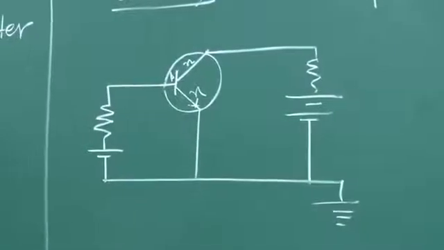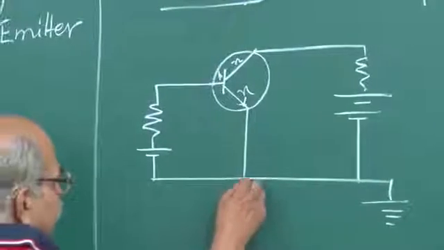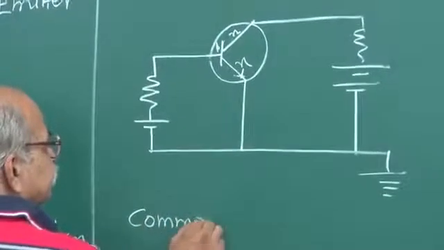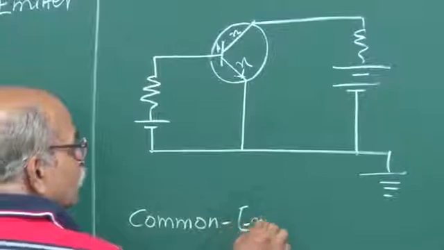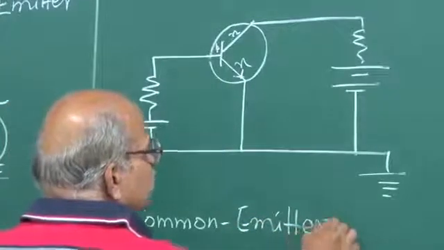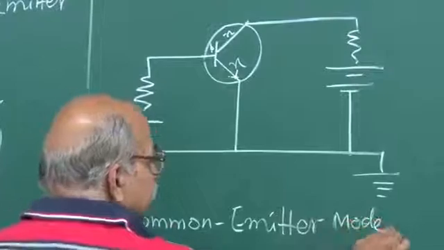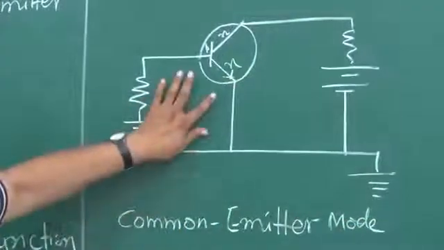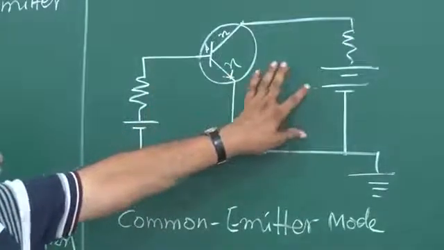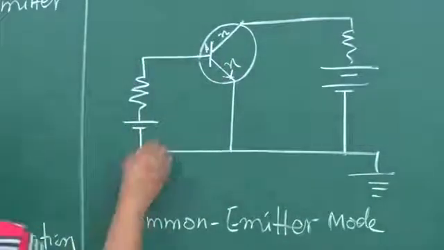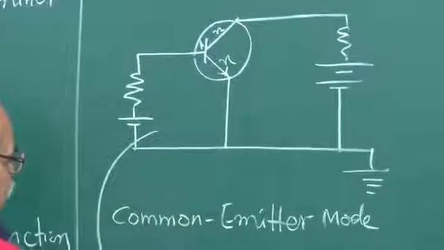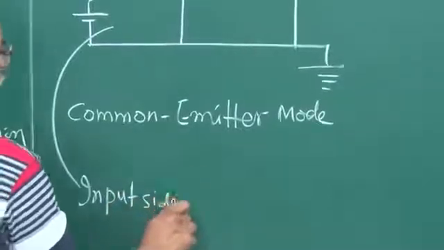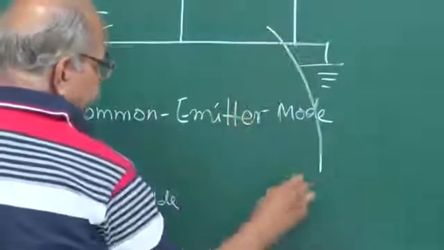Now this is okay, this is fine. So this configuration is known as common emitter mode. Why? Because there are two parts of the circuit, clearly you can see from this diagram. This is one part, this is another part, and this part of the circuit, you can call it the input side, and this part is the output side.